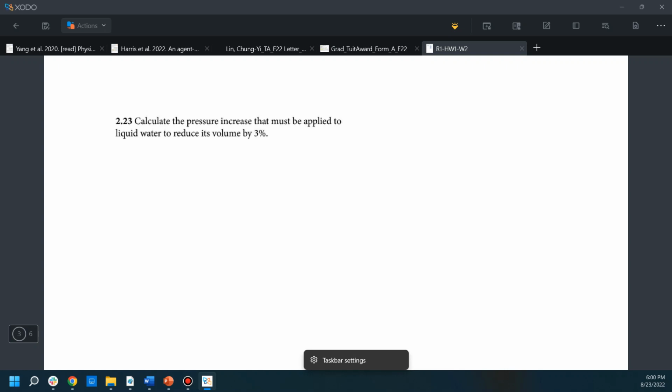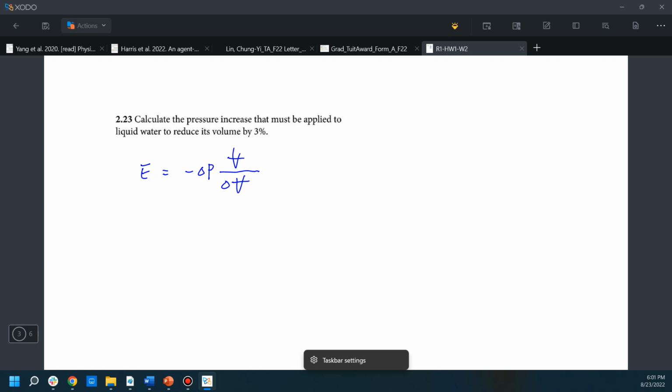The equation that we're going to use for this problem is called the modulus of elasticity equation. I will write down the equation for you here. E, the elasticity, is equal to minus delta P times the volume divided by the delta volume, which is the change in volume.